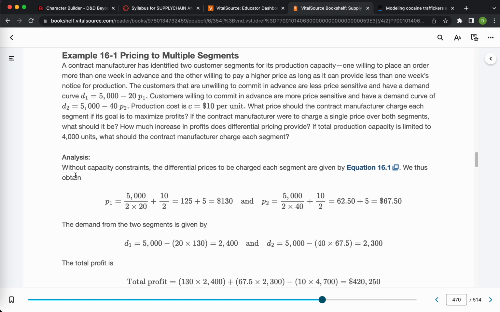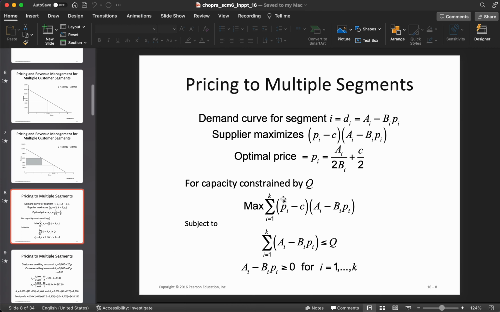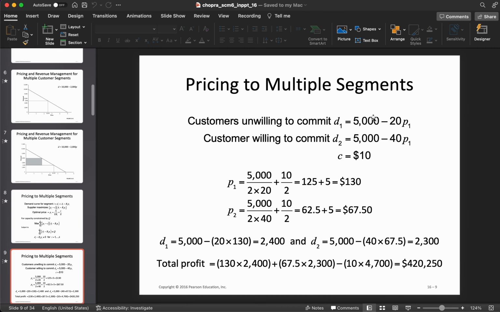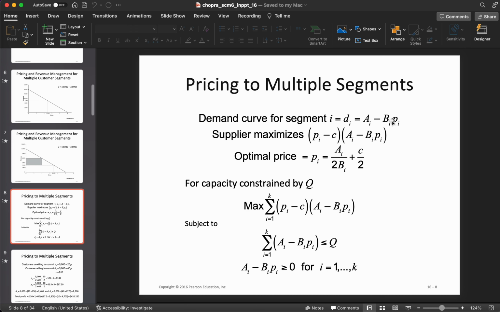So first, with no capacity constraints, the formula is pretty straightforward. So we use this formula here. These are the two segments: customers who are unwilling to commit and customers who are willing to commit. With that, the optimal price is $130. This is A, this is B, right? Remember, when we wrote this formula, it's A minus B times the price. That's the way you write the demand curve for the segment.